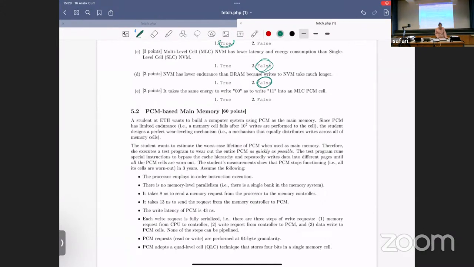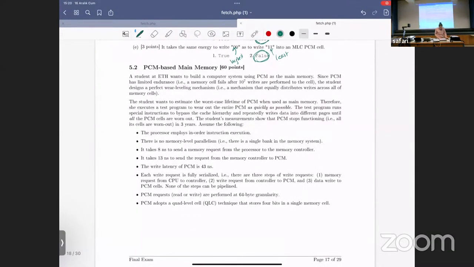And the fifth one is that it takes the same energy to write 0-0 as to write 1-1 into the multi-level cell PCM cell, which is wrong, because 1-1 has the least resistance and 0-0 has the highest resistance. You apply different temperatures, and the duration of the temperature is also different when you want to write these two different values.